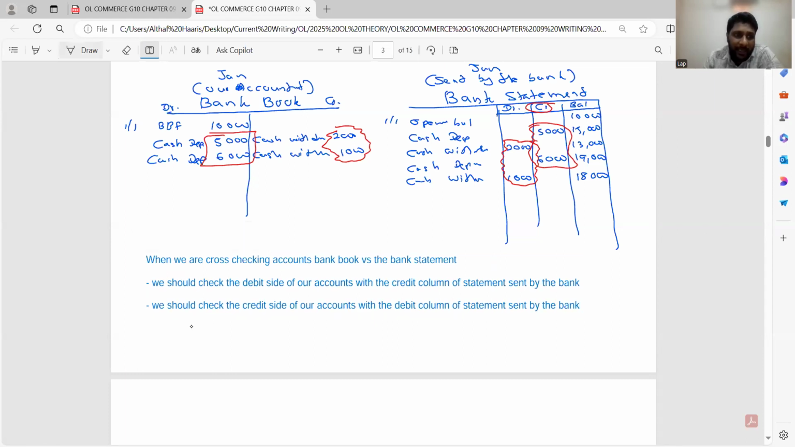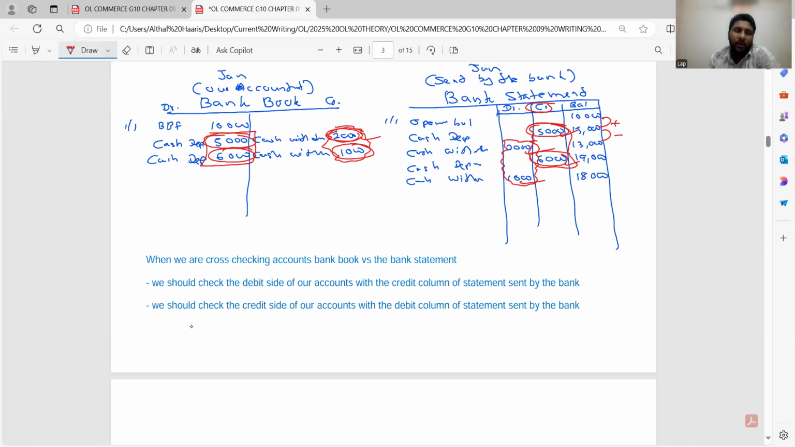So when we are cross-checking, we always have to check whether our debit items are on the credit side, and whether our credit items are on the debit side. Simple as that. That's all there is to it. So when we deposit money, our balances will increase. When we withdraw money, our balances will decrease. Because when you take money from the bank, the balance should decrease. Will it increase? No. When you deposit, balances will increase. When you withdraw, balances will decrease.